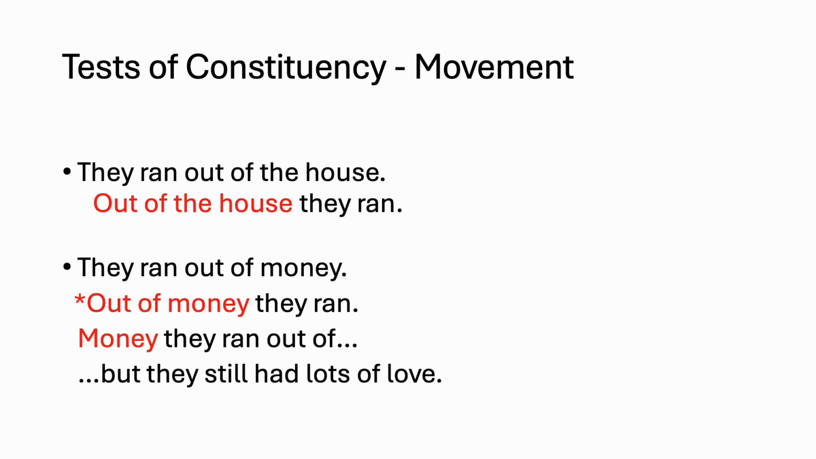So let's take a look here. So we've got, they ran out of the house. So the question here is, what is the constituent? If we say that it's just the verb followed by a prepositional phrase, out of the house, then we know we can move out of the house to the front and say, out of the house they ran.